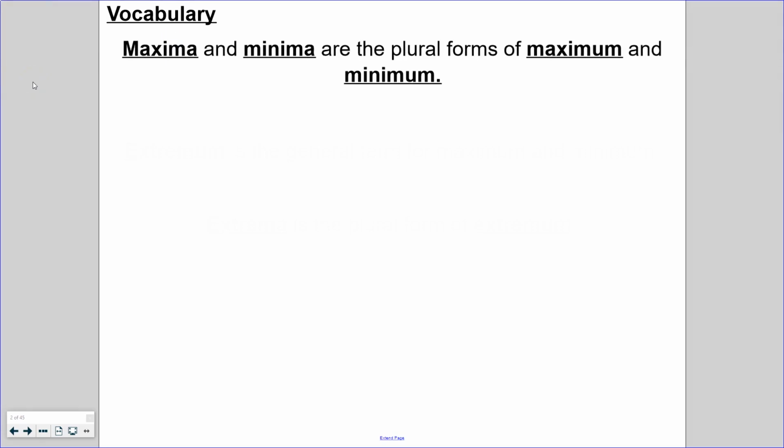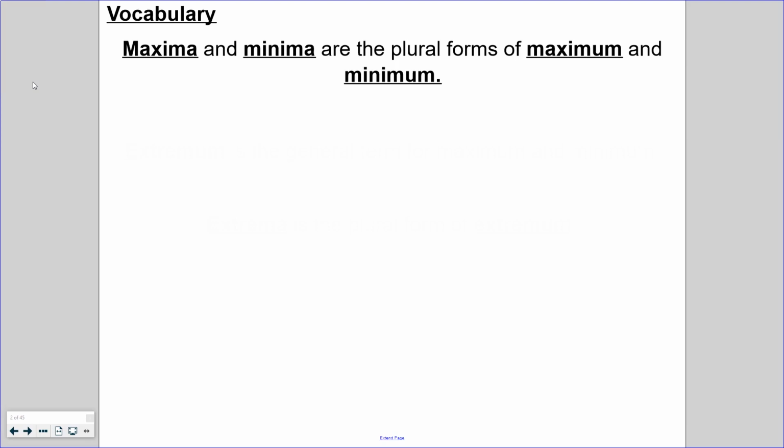So we've talked about maximum values and minimum values, and we're adding a new version of those words here, maxima and minima, and those are just the plural forms for maximum and minimum. So if we have more than one maximum, they would be referred to as maxima, and if we would have more than one minimum value, they would be referred to as minima.